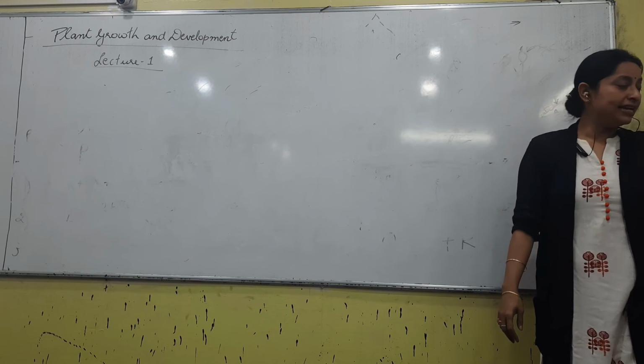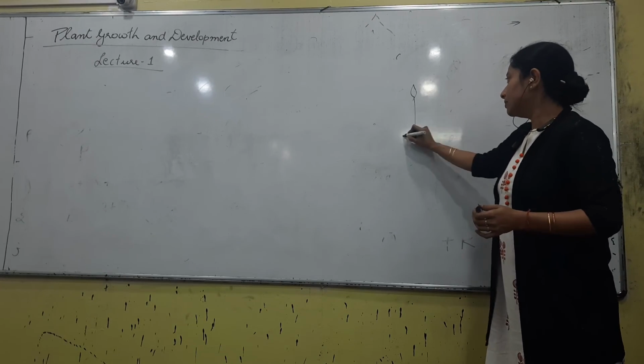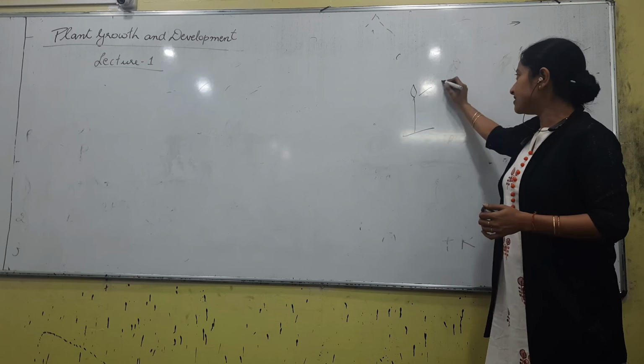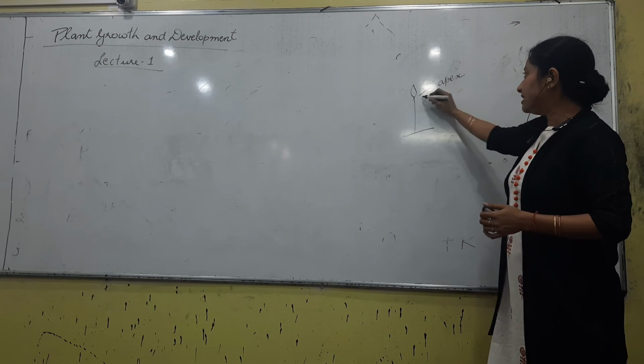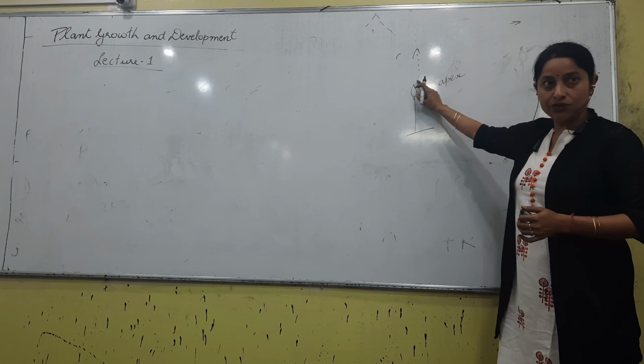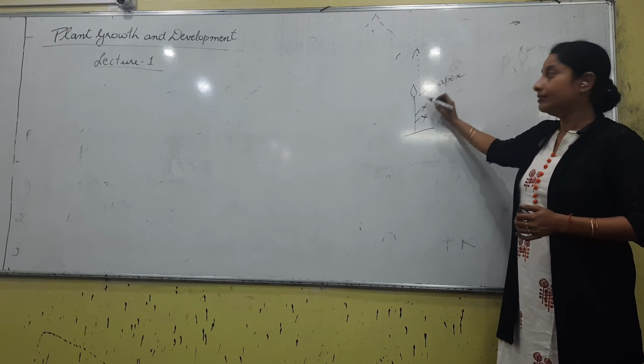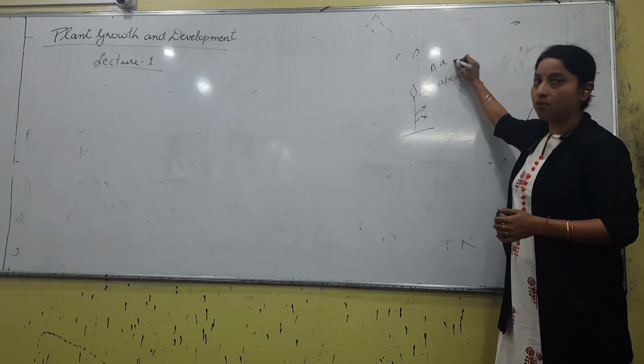Apical dominance. Apical dominance, if you are talking about a plant, right? This is the apex. This apex will keep on growing. If this apex keeps on growing, lateral growth will not take place. This is called apical dominance.